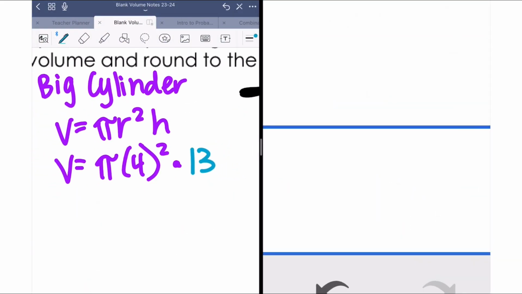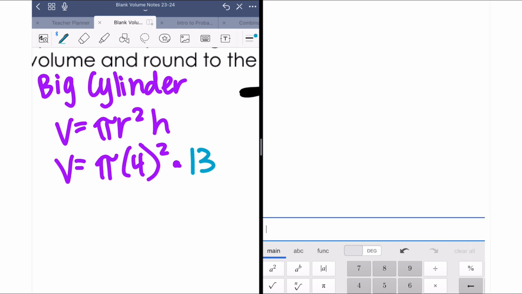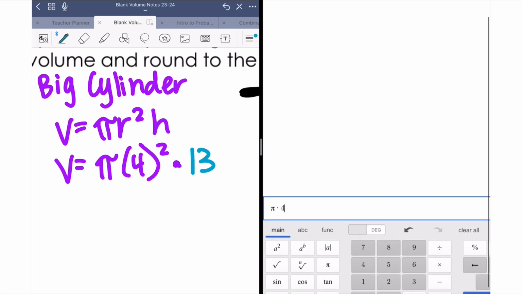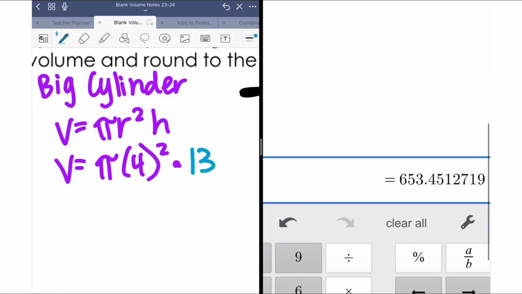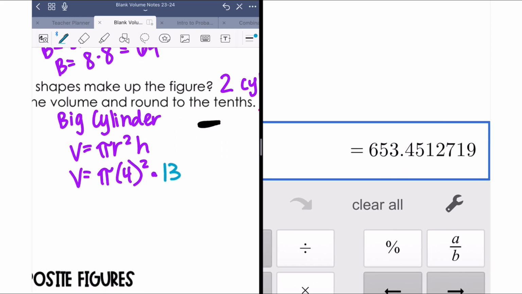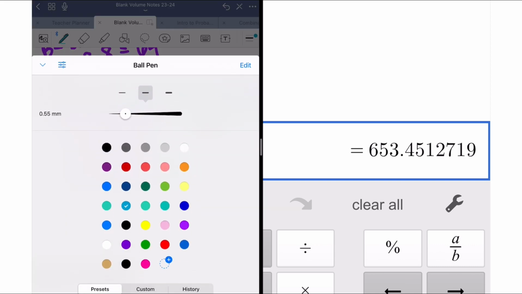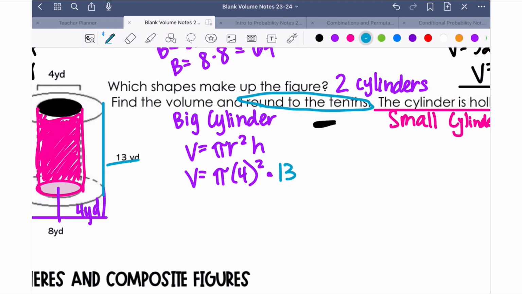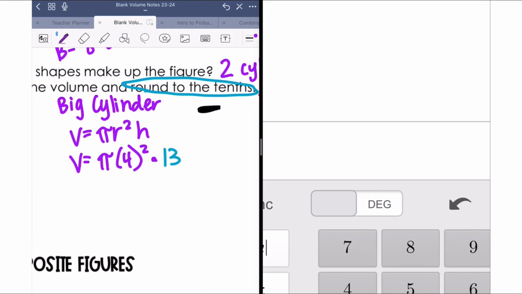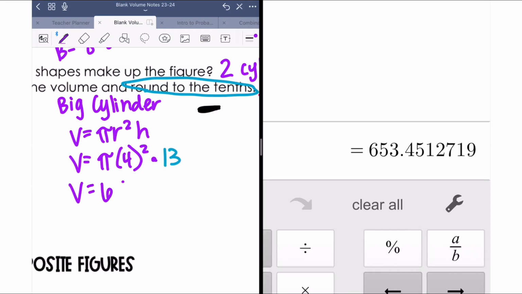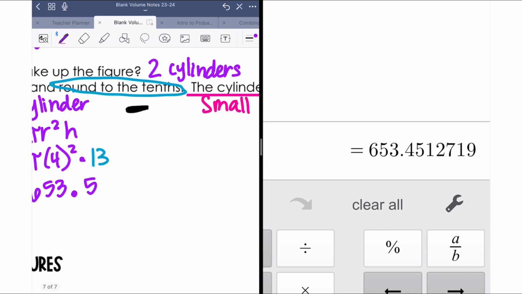Let's go type it in here. So pi times 4 squared times 13. Okay, so we have 600. It says round to the 10th. Okay, so, sorry. Let me change colors. Okay, so we're rounding to the 10th. That is 653.5. Good? Everybody good? I hope so.